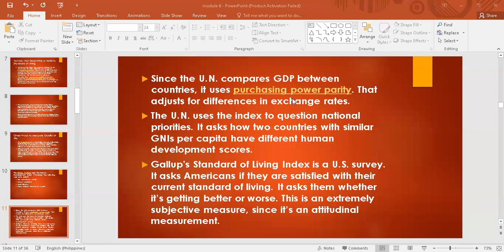Wait lang po. Especially sa South Korea. I know some friends of ours. Wait lang po, maingay ang aso. Saglit lang.